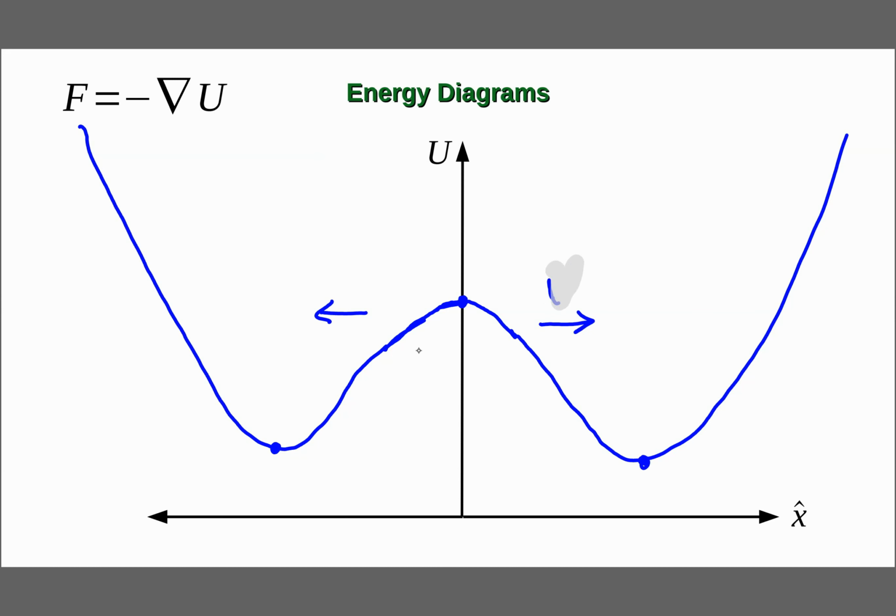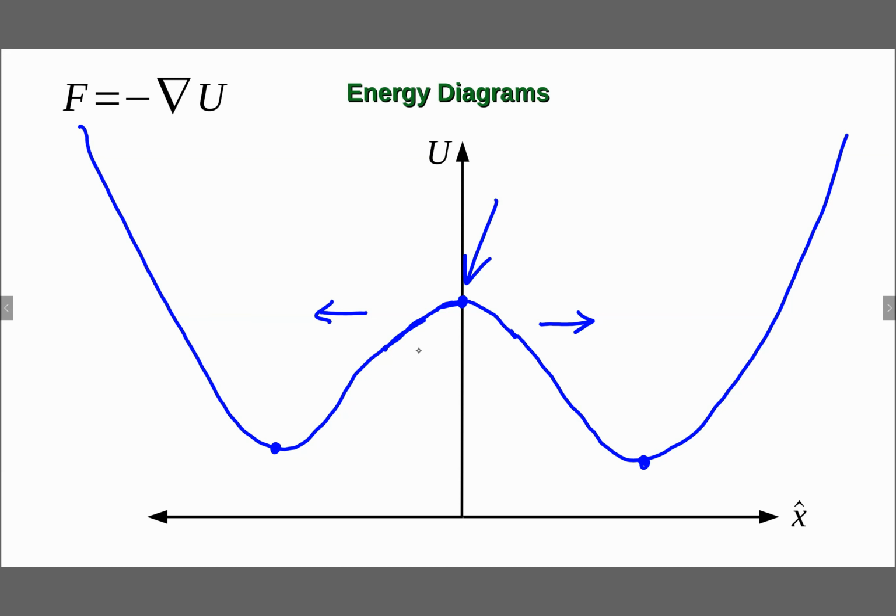positive. So now, if I displace my object from this equilibrium point, the forces will always push the object away from the equilibrium point. We call this an unstable equilibrium.